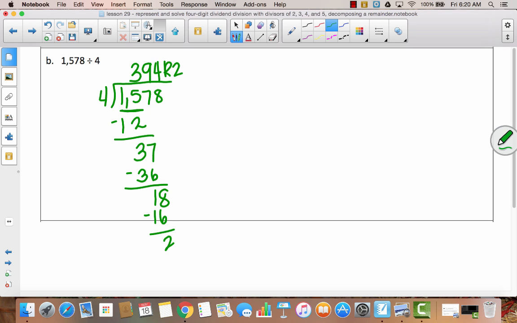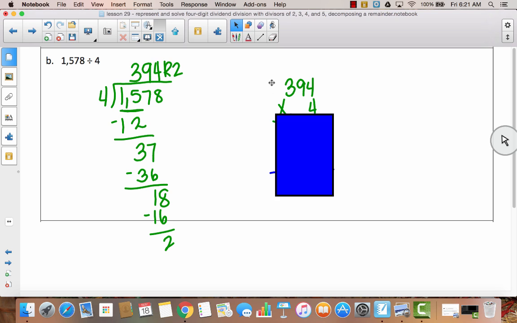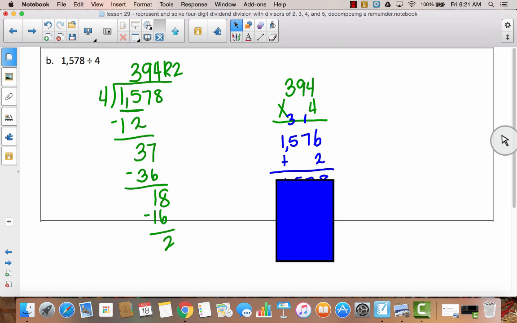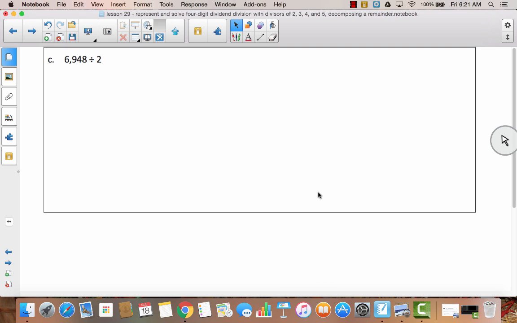Now, let's check this problem. So my quotient is 394. I'm dividing by 4, so to check, I'm going to multiply by 4. Let's go ahead and pause the video, and I want you to finish checking and see if we got the right answer. Okay, so when I multiplied 394 times 4, I ended up with 1,576, and then I had to add my remainder of 2, which gave me 1,578. All right, let's try C.